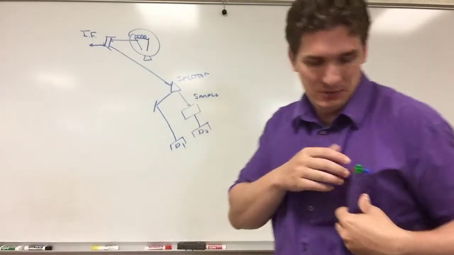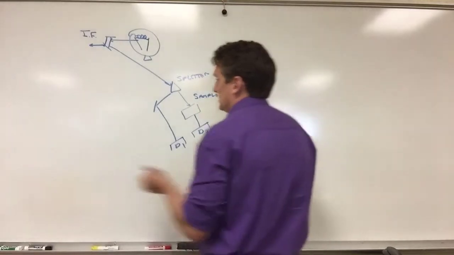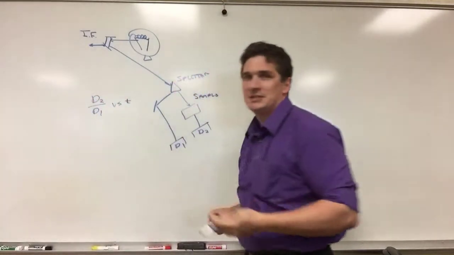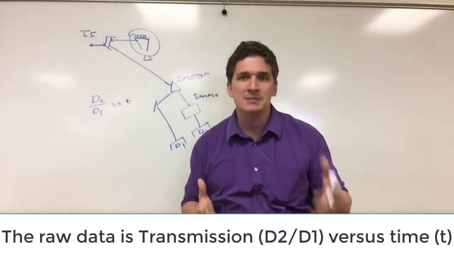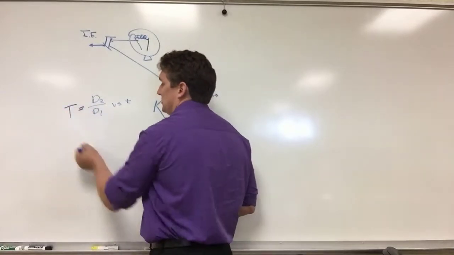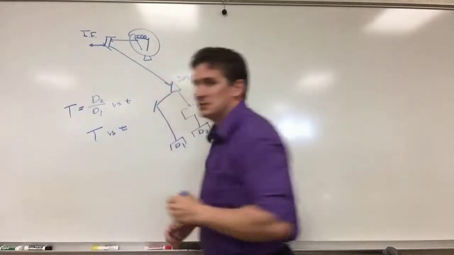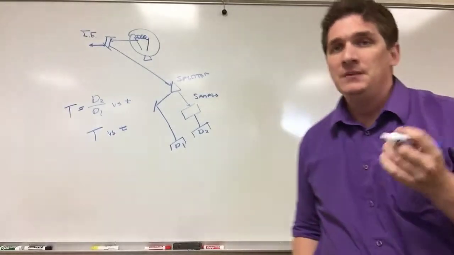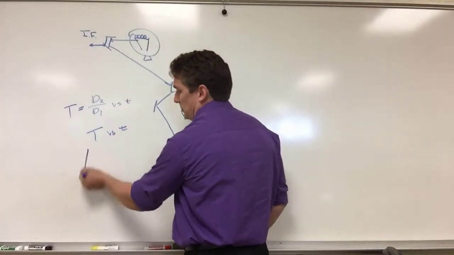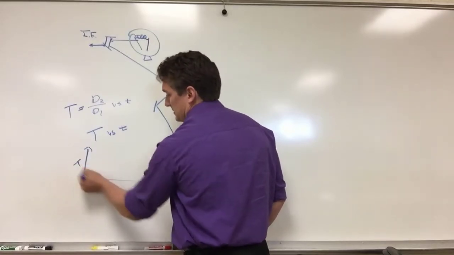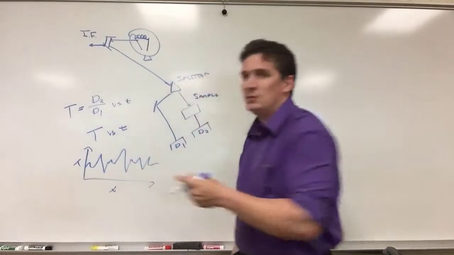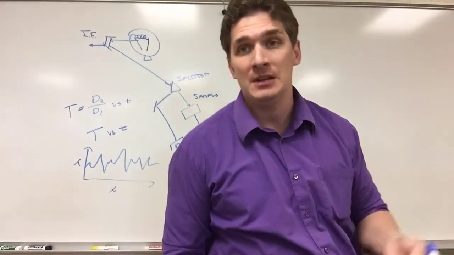So practically what we do is we measure D2 over D1 versus time. And this is what the detectors are actually measuring, this ratio of their signal intensities. This ratio here is your transmission. So we get transmission versus time. So if you were to look at an interferometer spectrum, you would probably get some type of noise if you were looking at the raw signal. I mean, it would make sense and it would be a pattern, but it wouldn't be a pattern that you could readily translate into something meaningful.